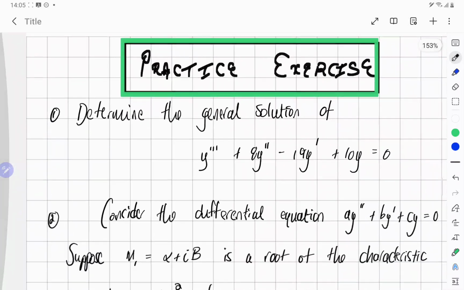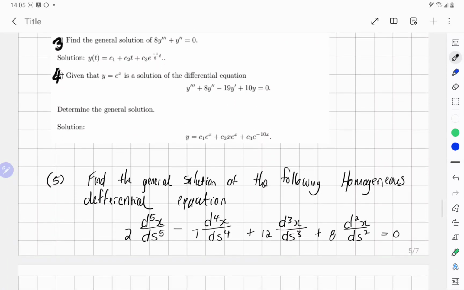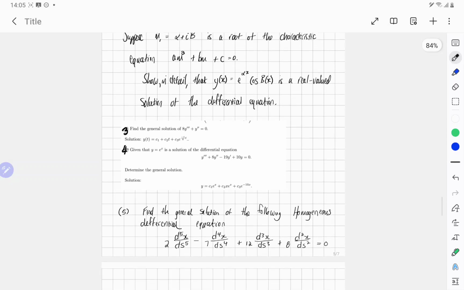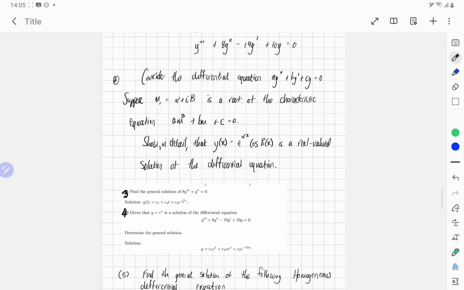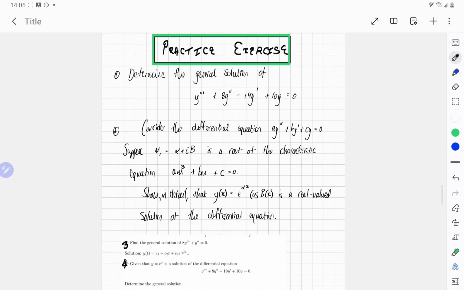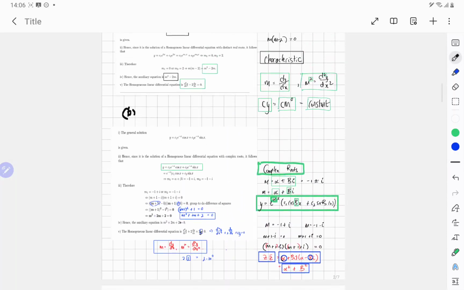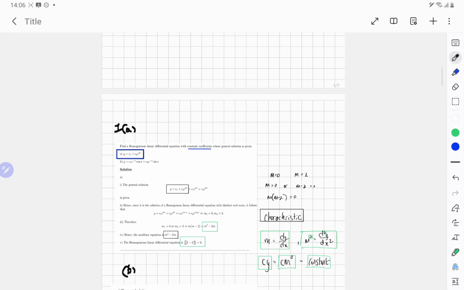Now here I have posted some practice exercises. So 5 questions. Please make sure you do them and you familiarize yourself with it. I will post the solutions in a special video on all the practice exercises. In the next video, we will start with our non-homogeneous differential equations, which we're going to solve using the undetermined coefficients. And this is the end of the homogeneous differential equation playlist.